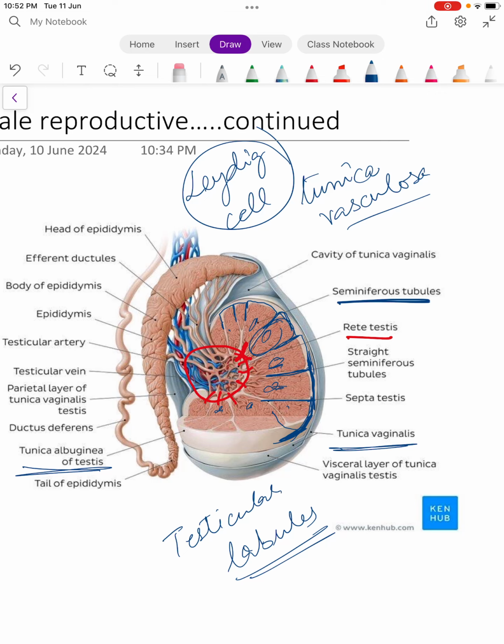And due to the presence of testosterone in the body, the voice of a male is low pitched because in males the Adam's apple is highly developed, whereas in females the Adam's apple is absent. So these all secondary sex characters are due to the presence of testosterone, and testosterone is produced by the Leydig cells. Okay. The epithelial lining of the seminiferous tubules is also called the germinal epithelium.